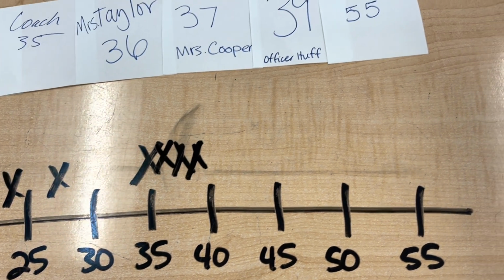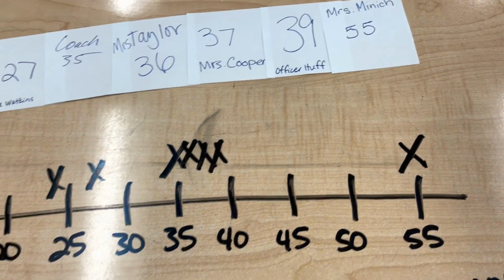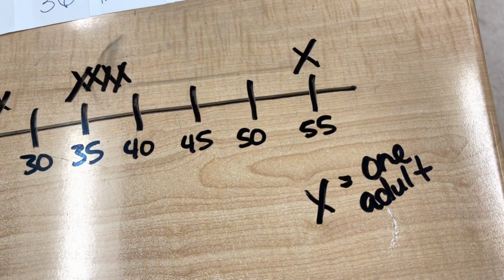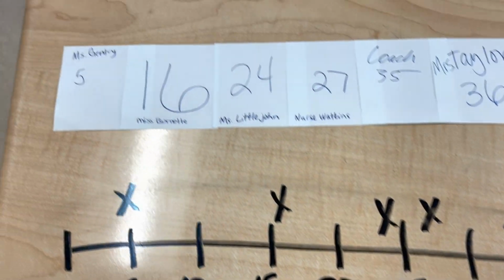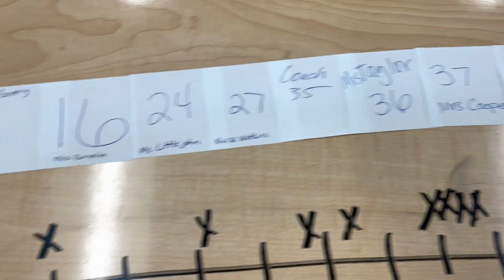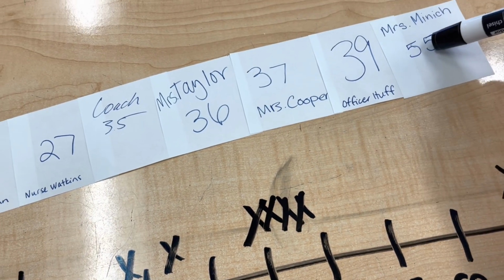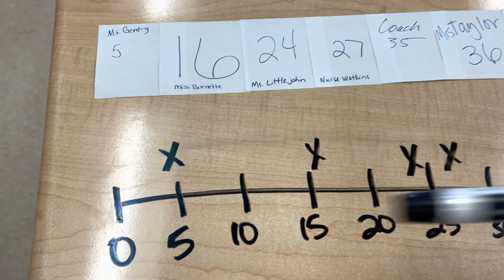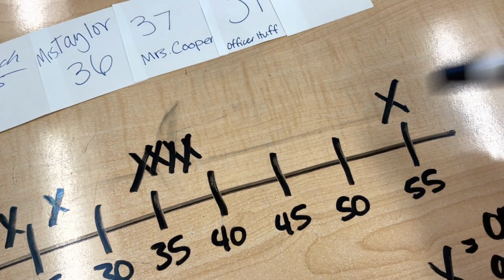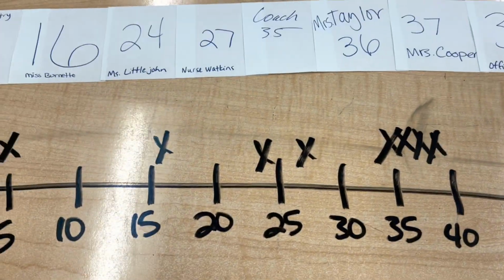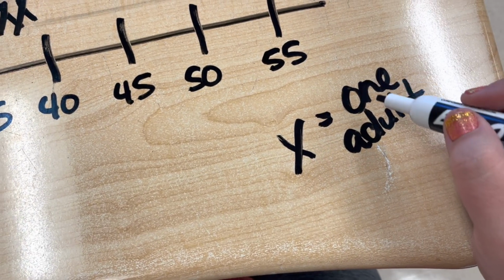So then I have my very last number, my number 55, Miss Minnick, and that will go right here. So I know that each X equals one adult. So my number of X's should be the same as the number of Post-it notes that I have. So let's count them and just make sure. I have 1, 2, 3, 4, 5, 6, 7, 8, 9 Post-it notes. So I should have that many X's. So 1, 2, 3, 4, 5, 6, 7, 8, and 9. So I have the same amount of sticky notes as X's, which is right because we know one X represents one adult.